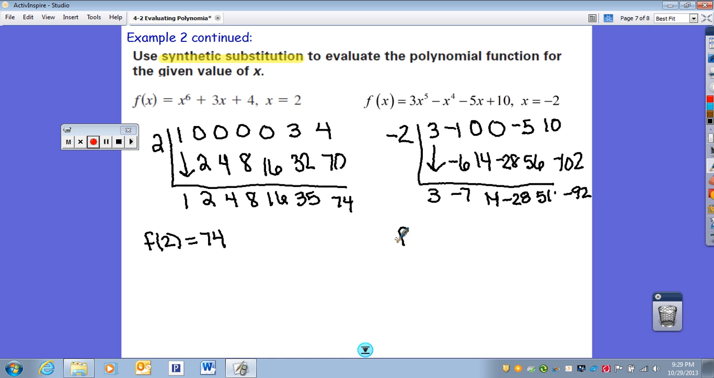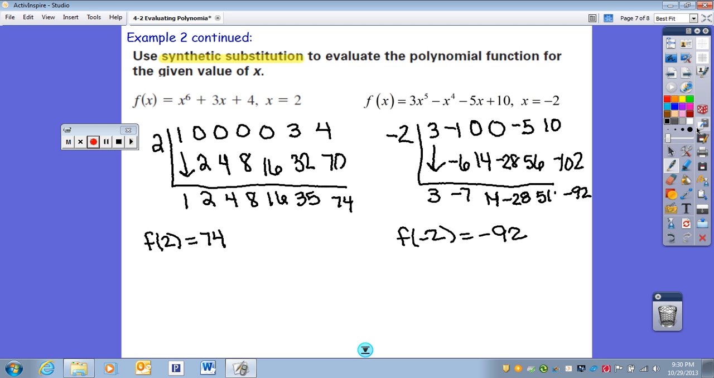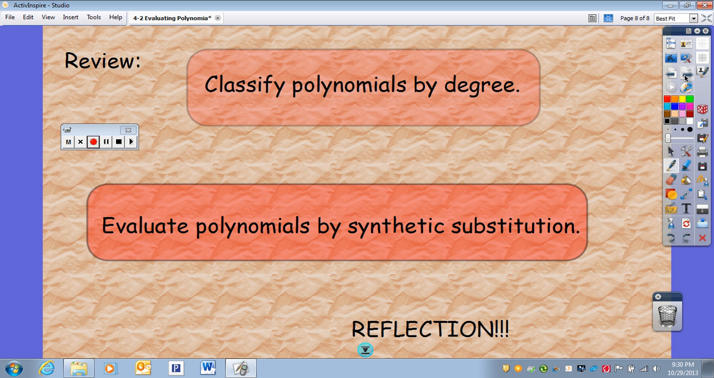So my f of -2, as I evaluate the function, is equal to -92. This is called synthetic substitution. We are evaluating the function for that specific value of x. To review, make sure you're classifying your polynomials by degree and reviewing the vocabulary. And we have also learned how to evaluate polynomials by using synthetic substitution.